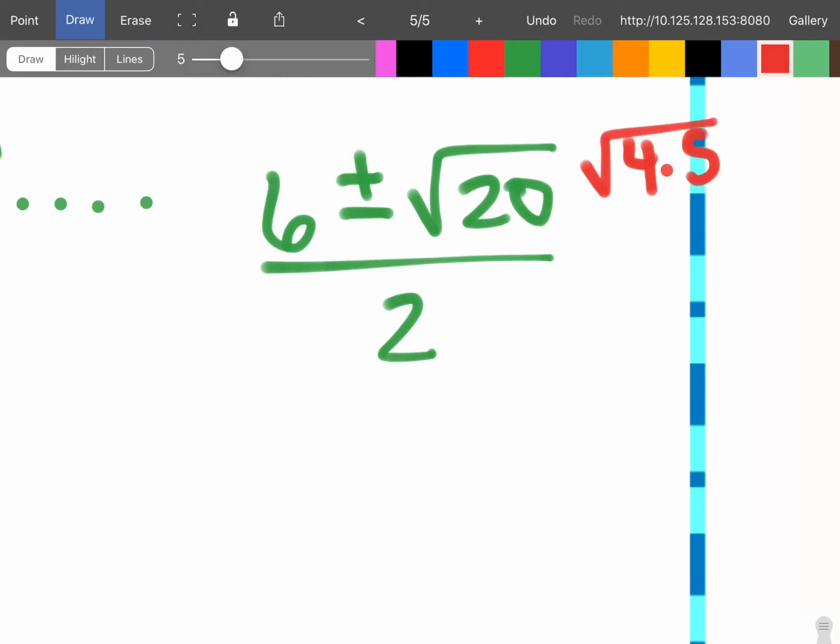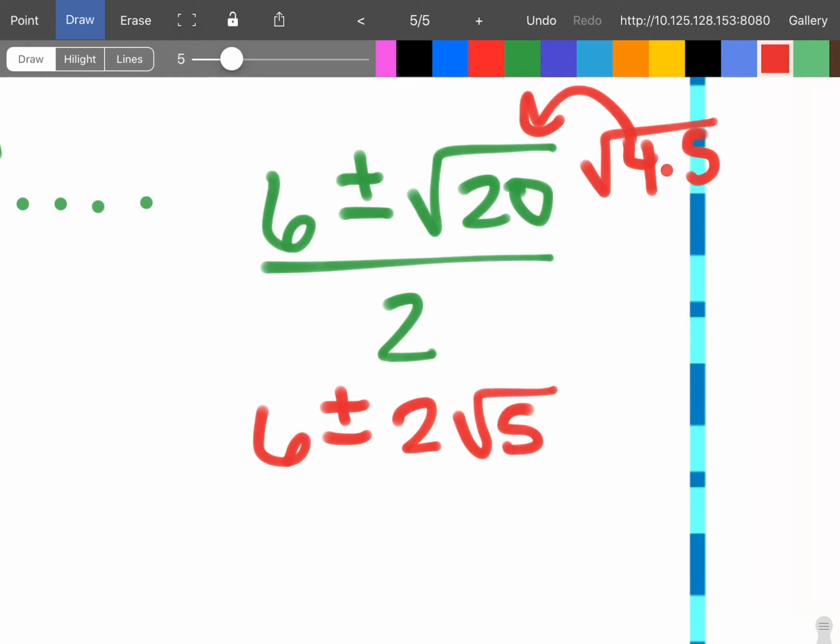All right. So now we know the square root of 4, which is 2. So that can come out as a 2. So here's what we end up with. 6 plus or minus. The 4 comes out as a 2. The 5 is left inside. We still have the divide by 2.